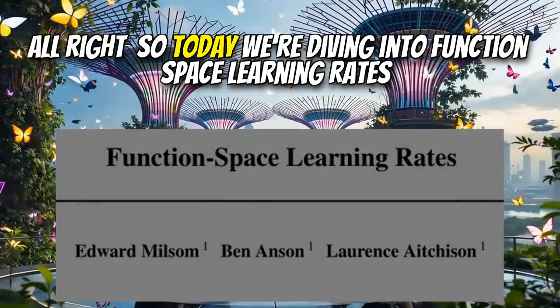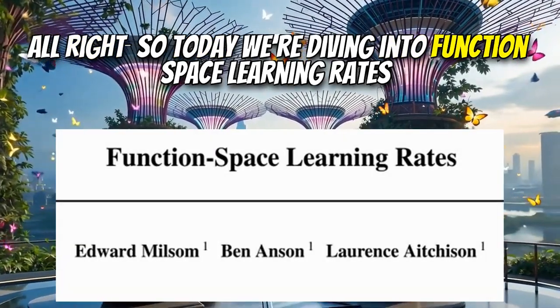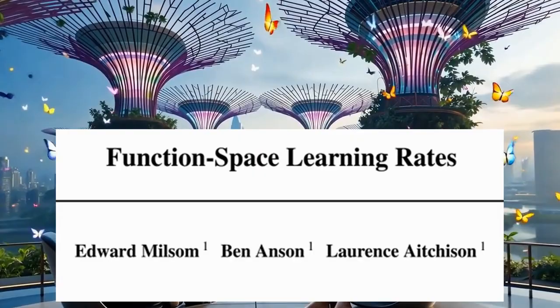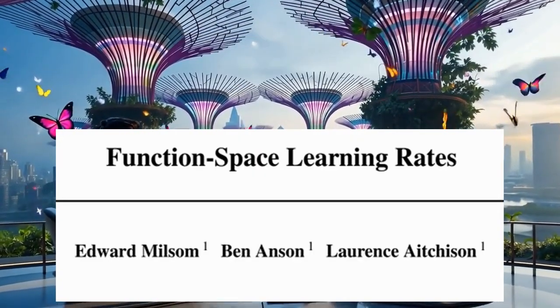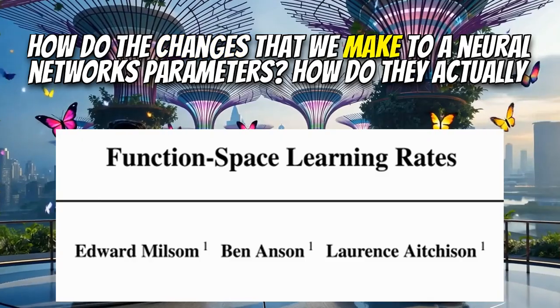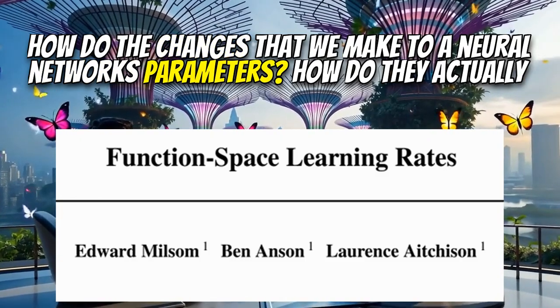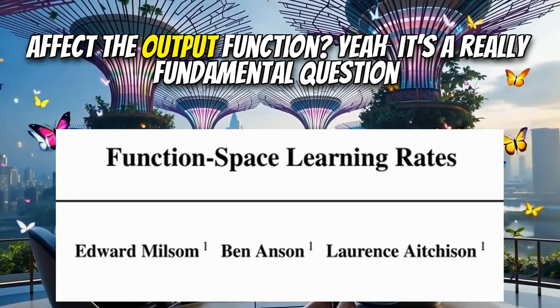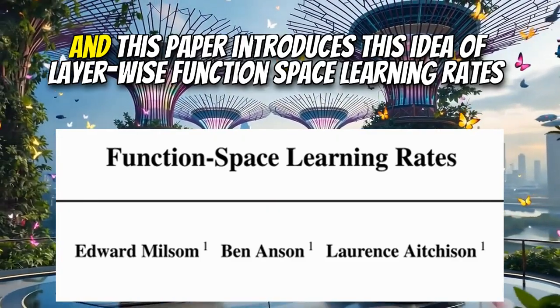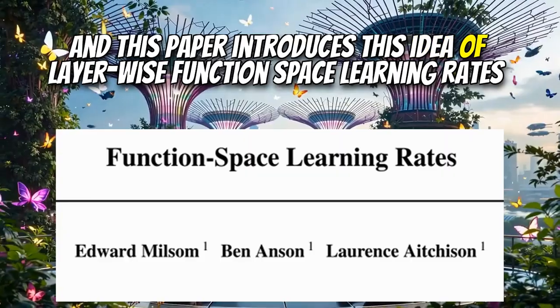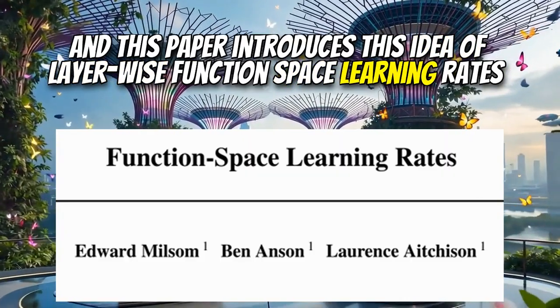All right, so today we're diving into function space learning rates. And this paper tackles a question that's been bugging me for a while: how do the changes that we make to a neural network's parameters actually affect the output function? Yeah, it's a really fundamental question. And this paper introduces this idea of layerwise function space learning rates.